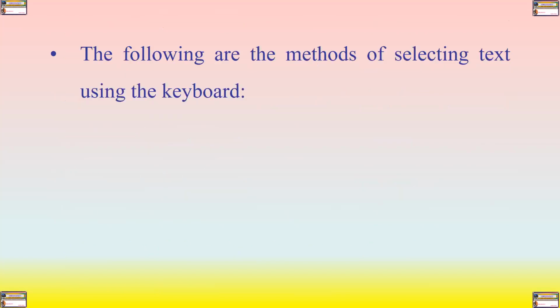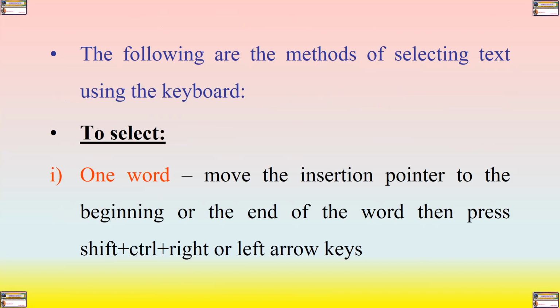The following are the methods of selecting text using the keyboard. To select one word, move the insertion pointer to the beginning or the end of the word, then press Shift, Control, and the right or left arrow keys in combination. So you press Shift together with Control, together with the right or left arrow key.